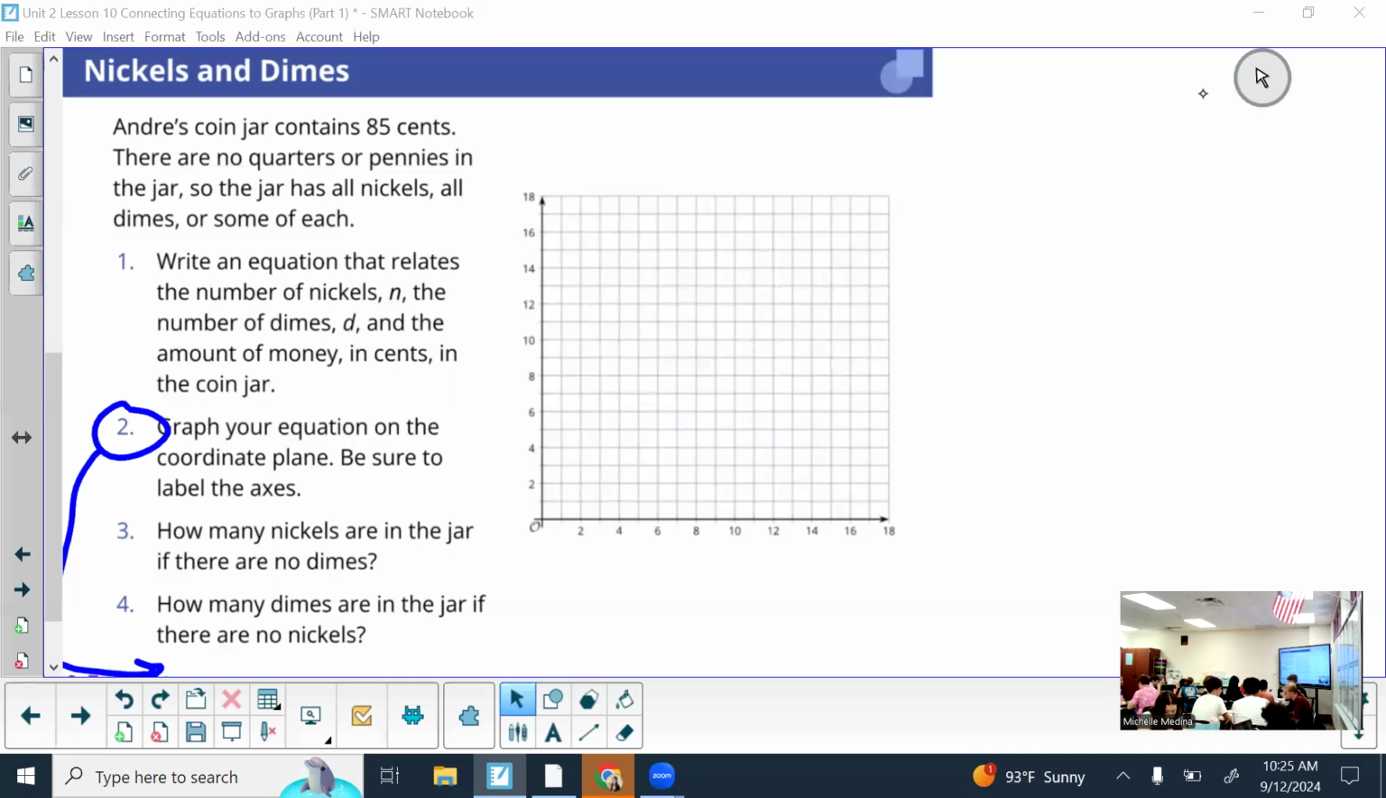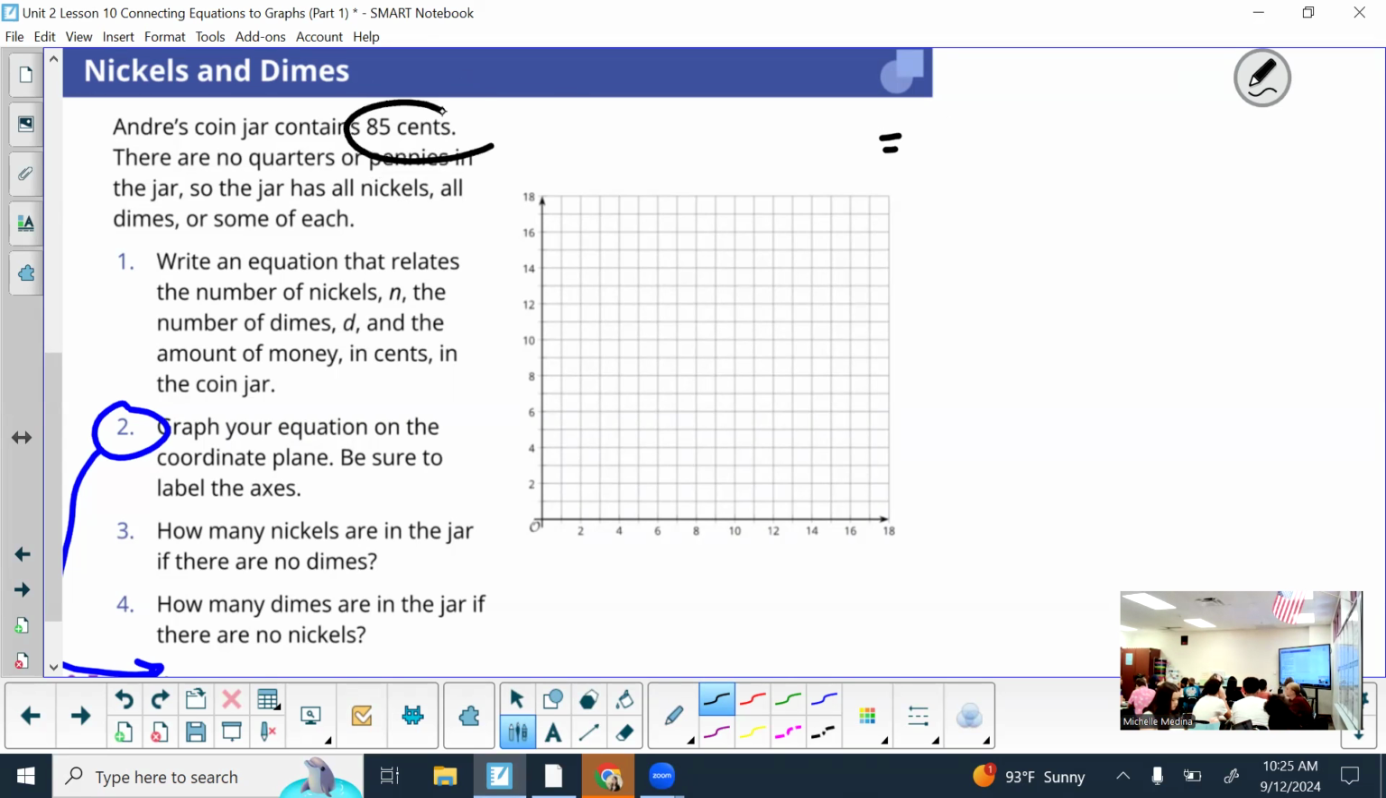We have this real world situation we need to make an equation for. What do I tell you to identify that kind of makes it a little easier in making your equation? A total of some sort. What is a total of some sort in this? That's their total amount of cents in the jar.